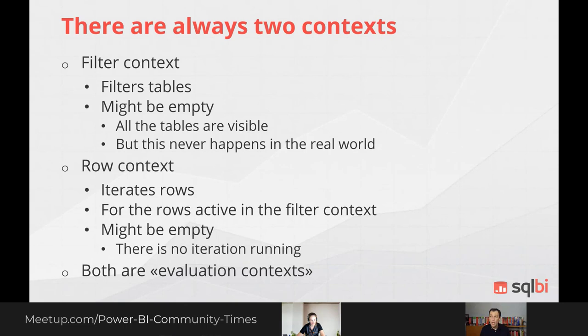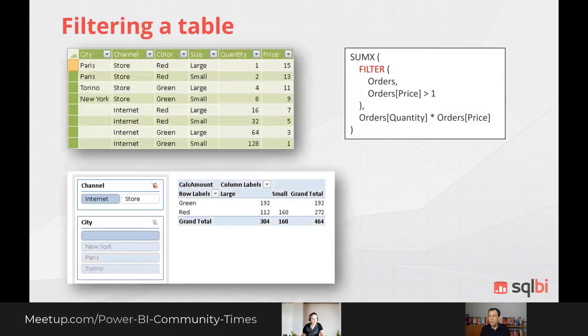The row context only exists in certain conditions: calculated columns, iterators. So in a report where you don't write anything, you just put a measure, you don't have a row context. Without a row context, any attempt to retrieve the value from a column reference generates an error. So the row context is required to iterate tables. And by iterating tables, we can access the value of a table. The combination of filter context and row context is called the evaluation context.